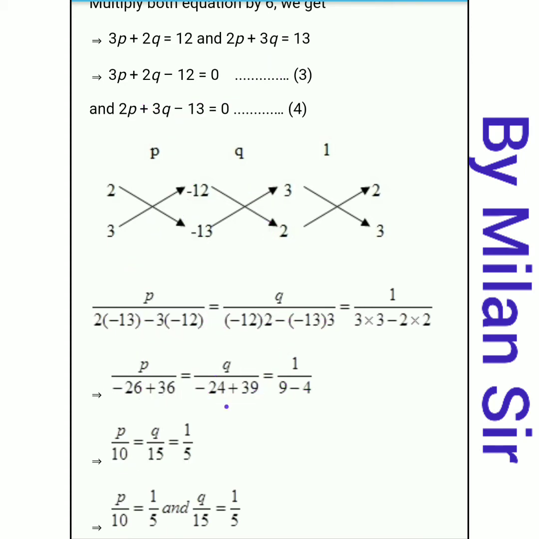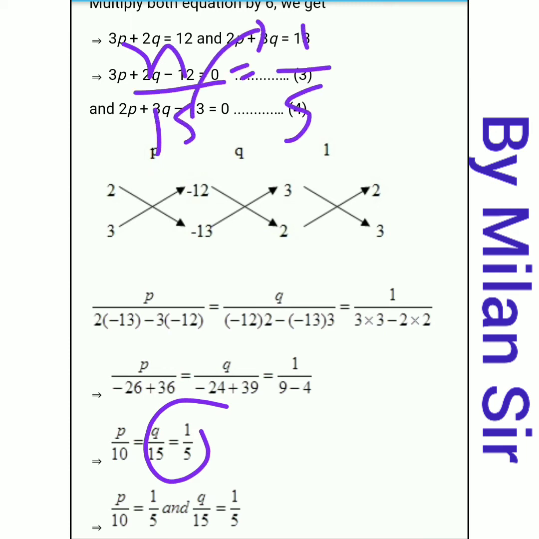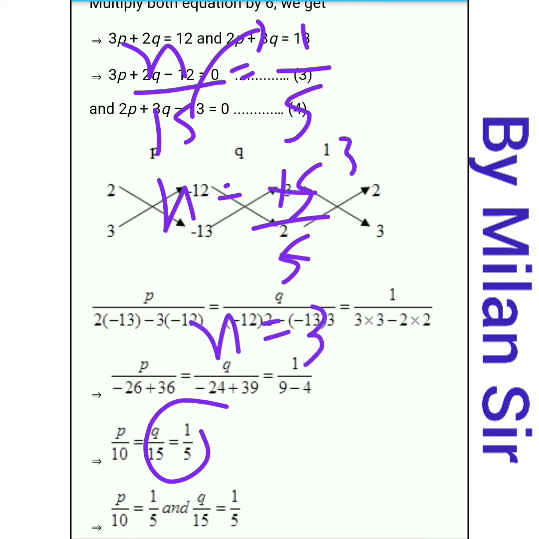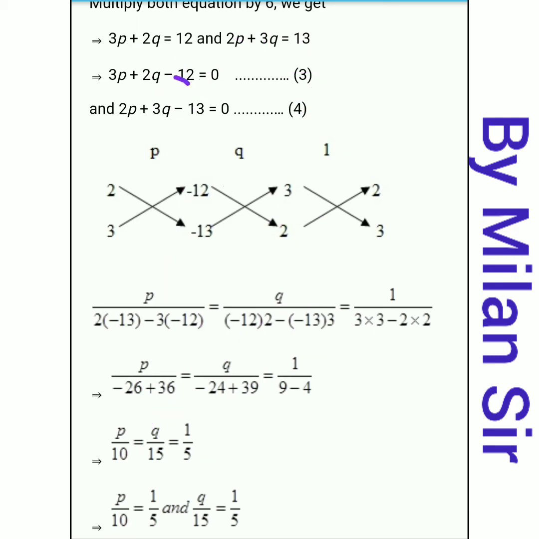Then we need to compare n upon 15 is equal to 1 upon 5. Transfer this 15 to the right hand side, it goes to the numerator. So 15 ones are 15 by 3. So 5 3s are 15. So n is equal to 3. Okay, n is equal to 3.